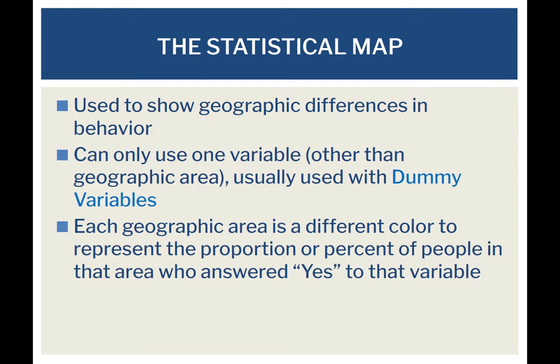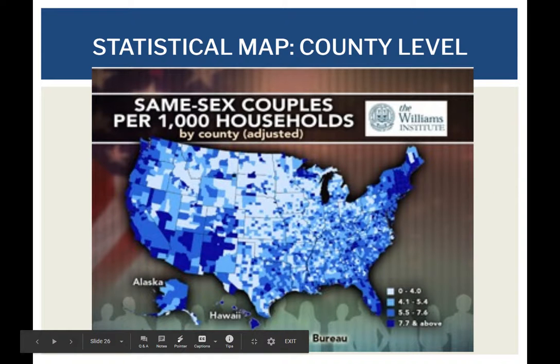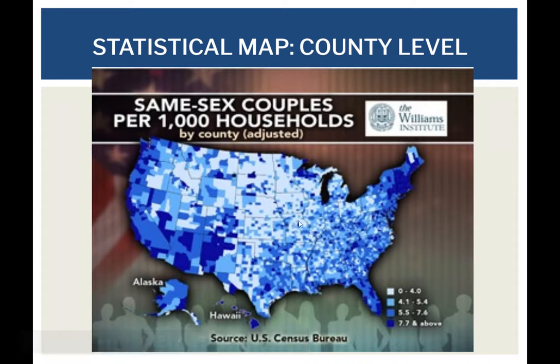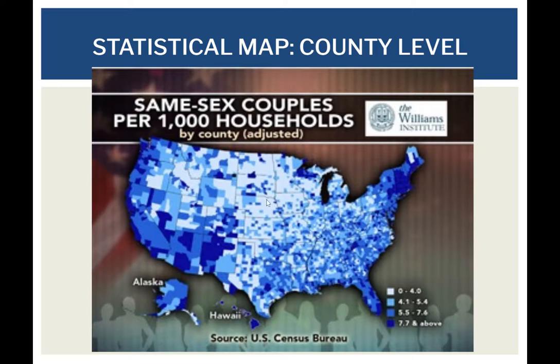And each geographic area is a different color to represent the proportion or percent of people in that area who answered yes to that variable. So, right, you are probably familiar with seeing things like this. This is a map at the county level, which shows the same-sex couples per 1,000 households by county.